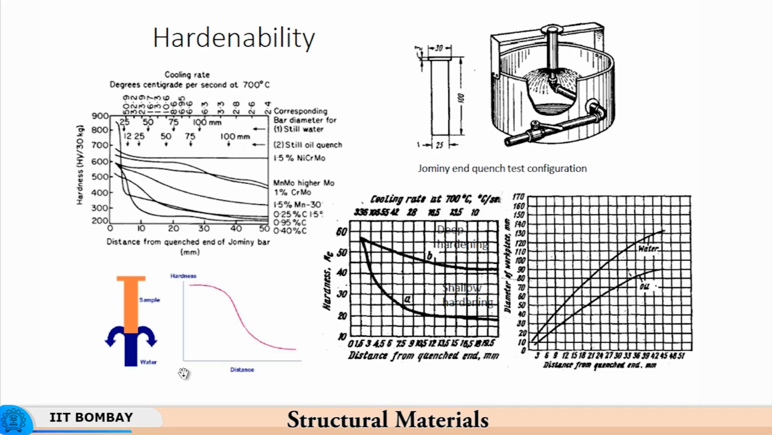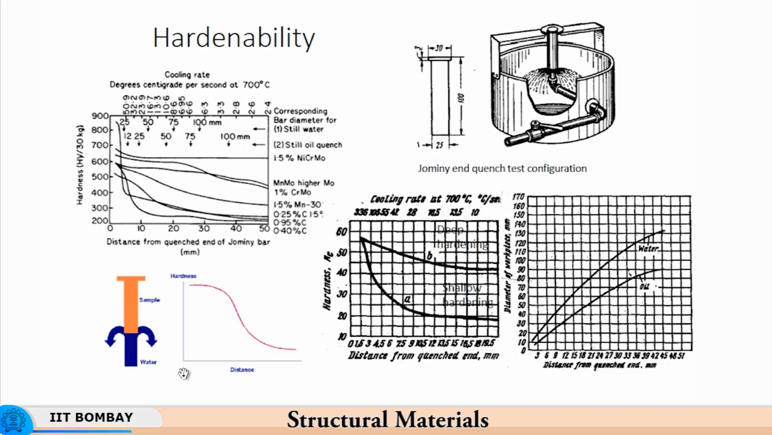Now, different steels have different cooling rates, and therefore the hardness from the quenched end of the Jominy bar would determine the hardenability of the material. If you look at the hardness versus distance, you will find that as we go away from this interface, the hardness would be high up to a certain distance and then drop down to a relatively low level as we move away from here.